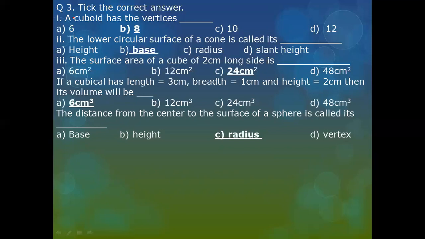The distance from the center to the surface of a sphere is called its dash. This is the radius. The distance from the center to the surface of the sphere, to any point, is called the radius.